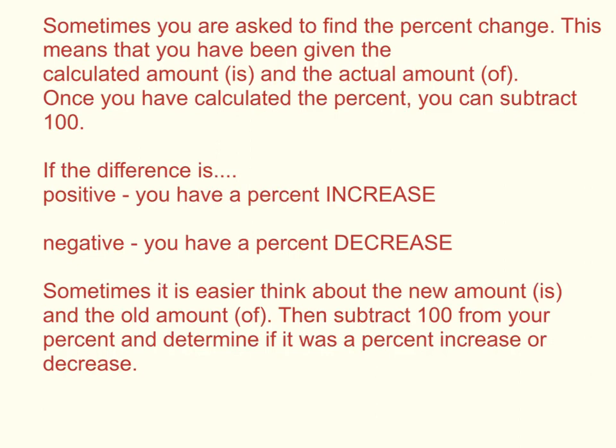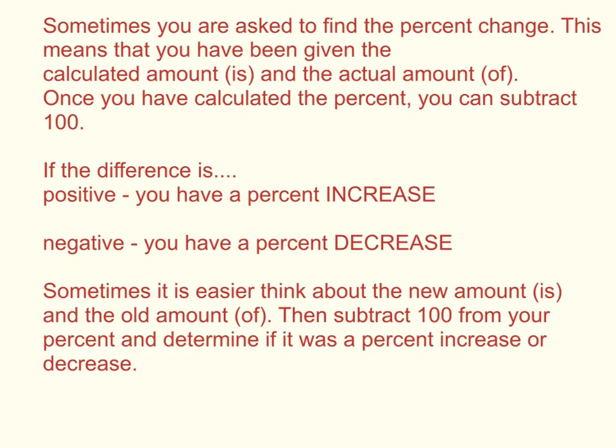Sometimes you are asked to find the percent change. This means that you have been given the calculated amount, which is our part or the is, and the actual amount is of. Once you've calculated the percent, you can subtract 100. If the difference is positive, you have a percent increase. But if the difference is negative, you will have a percent decrease.